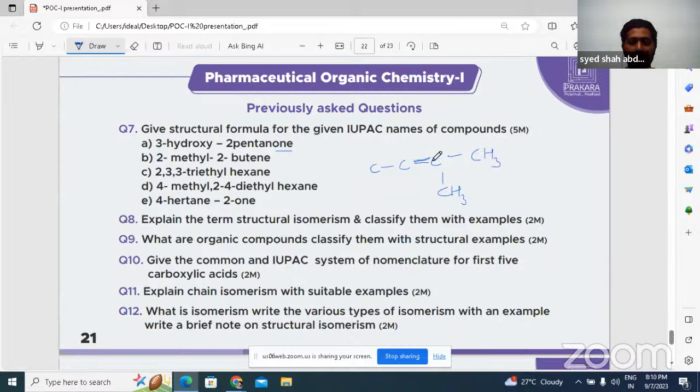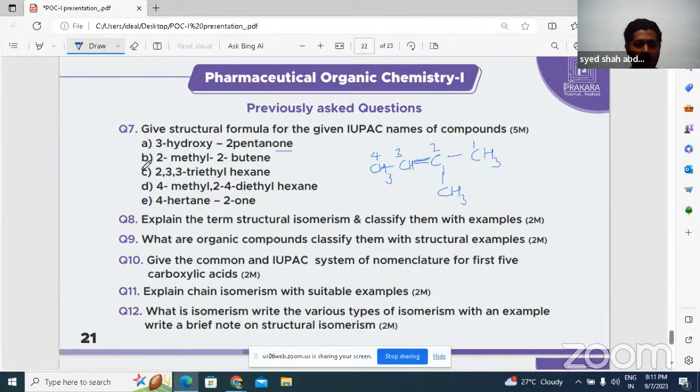CH3, 4 bonds, 1, 2, double bond, 4 completed. For this, 3 completed, double bond here, 1 there, so pending is 1. And this only 1 completed, CH3. So this is the numbering you can mention. In the exam, it is better to mention the numbering. It will be easy for the examiner to see that you have drawn the perfect structure. So 2-methyl-2-butene.